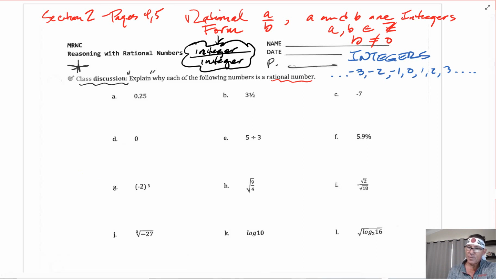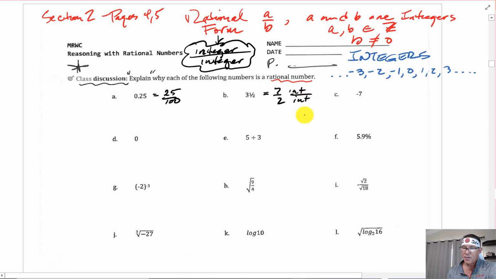So here we go. Let's get right into it. They call it 0.25. It's called 25 hundredths. That's how you say it correctly. So 25 hundredths. There's not even a need to reduce that if you don't want to, because 25 is an integer, 100 is an integer, and that's rational form. You have an integer divided by an integer. 3.5. Well, 2 times 3 is 6, plus 1 is 7, so this is 7 halves. Again, you have an integer divided by another integer, so that's rational. -7 can be expressed as -7 divided by 1. And again, it's an integer divided by an integer.